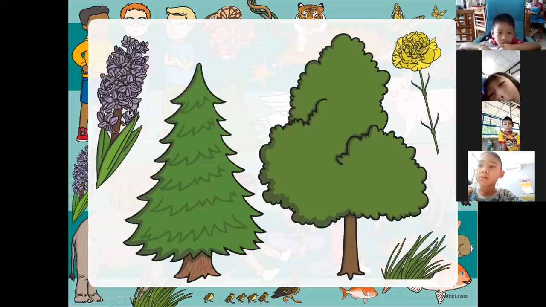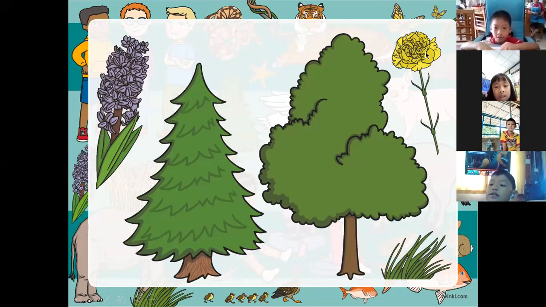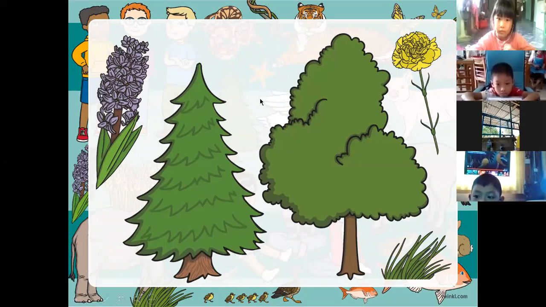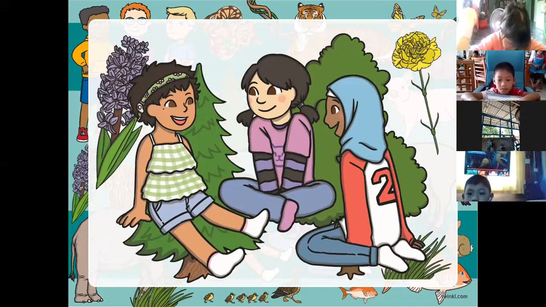Okay. We have also this one. What is this? Flower. It's a flower. How about this? Tree. This one. It's also a tree. Flower. It's a flower. How about this? Grass. It's a grass. So these are also examples of living things. Then we have these three girls. They are humans. So they are living things also.